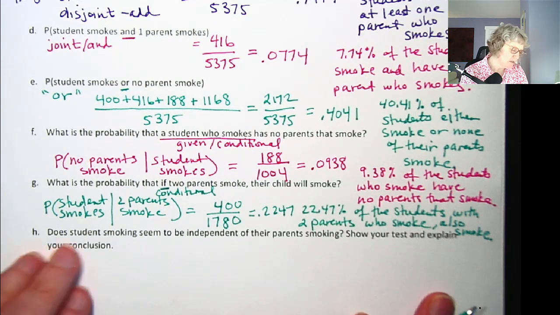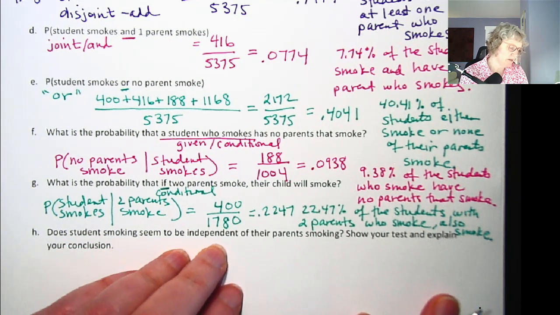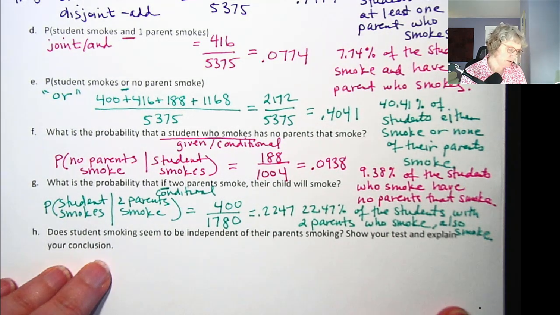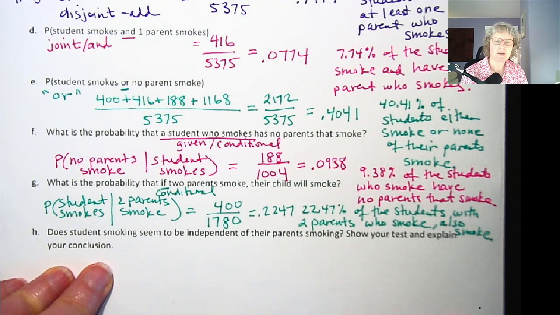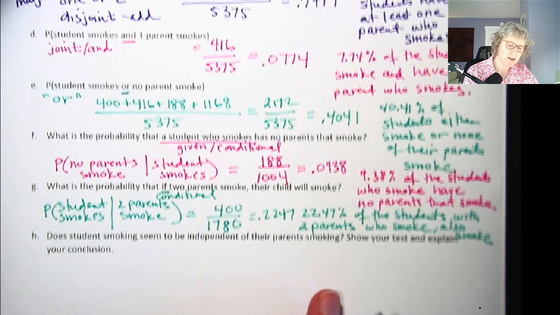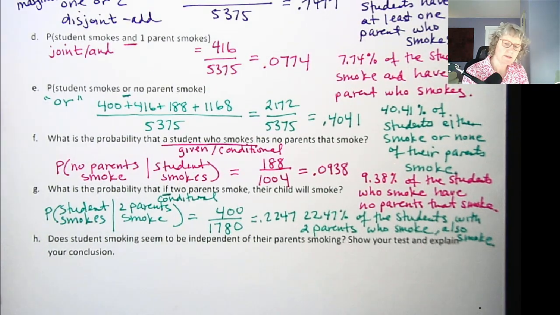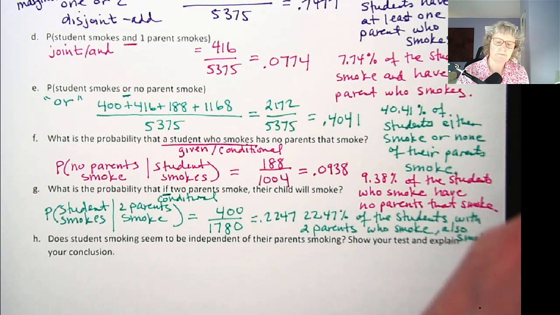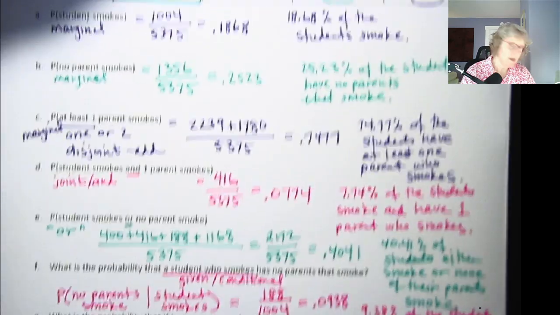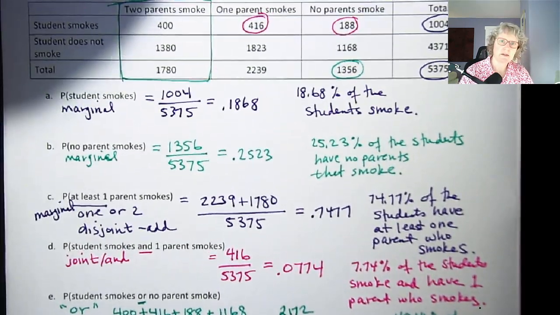Next, does student smoking seem to be independent of their parents smoking? Show your test and explain your conclusion. Okay, what do you think? Do you have a guess? Do you think it's going to be independent or dependent? Okay, so now that you have your guess, let's look at our table and decide which way it makes more sense to analyze this.